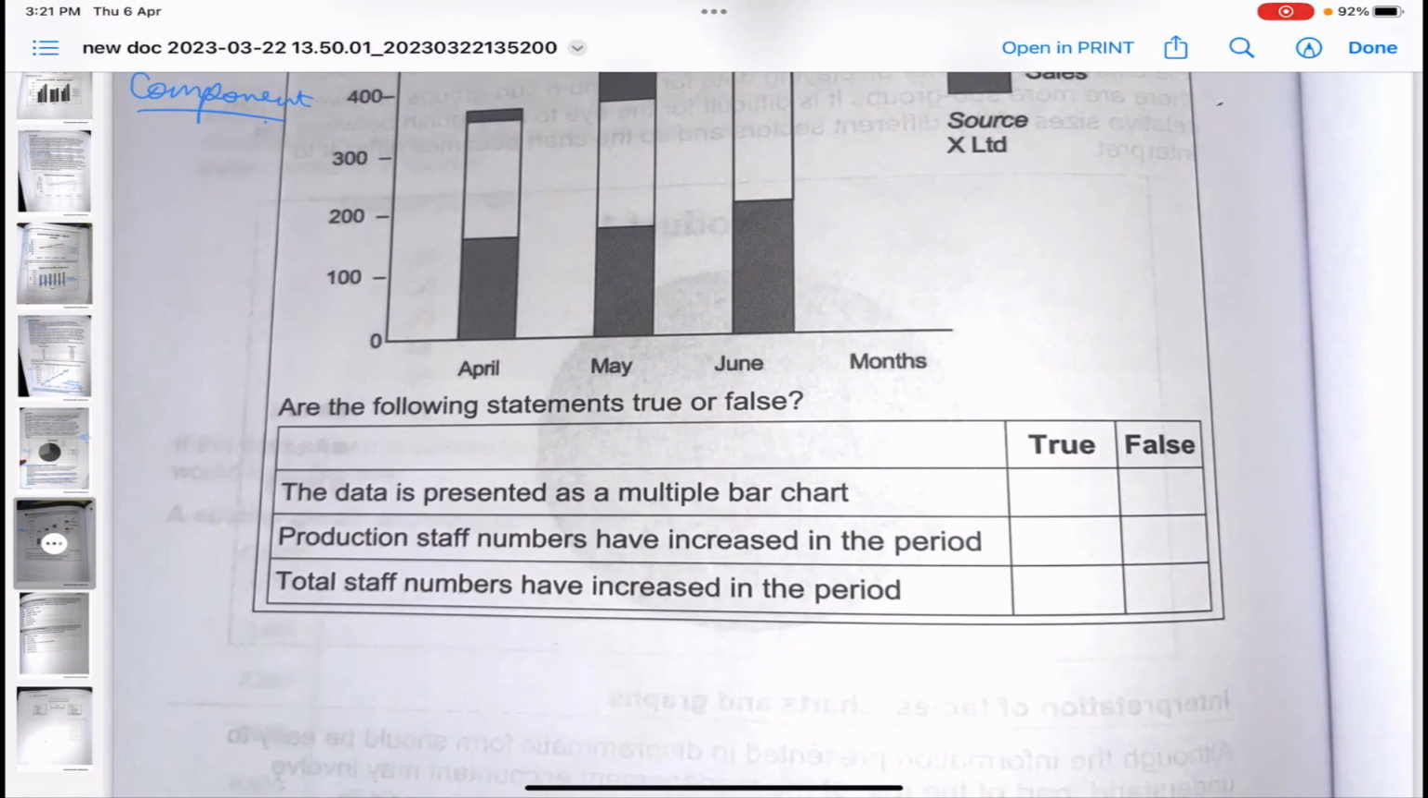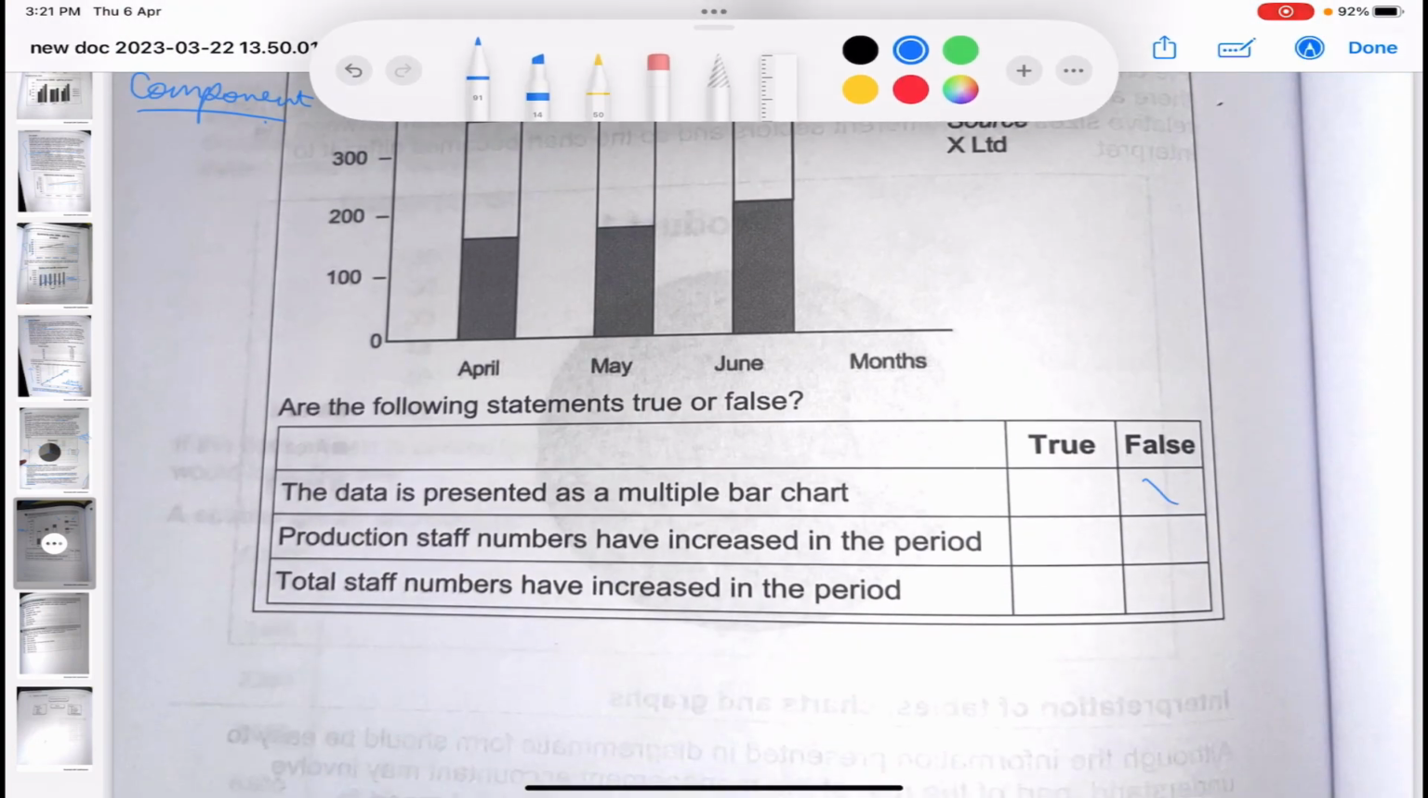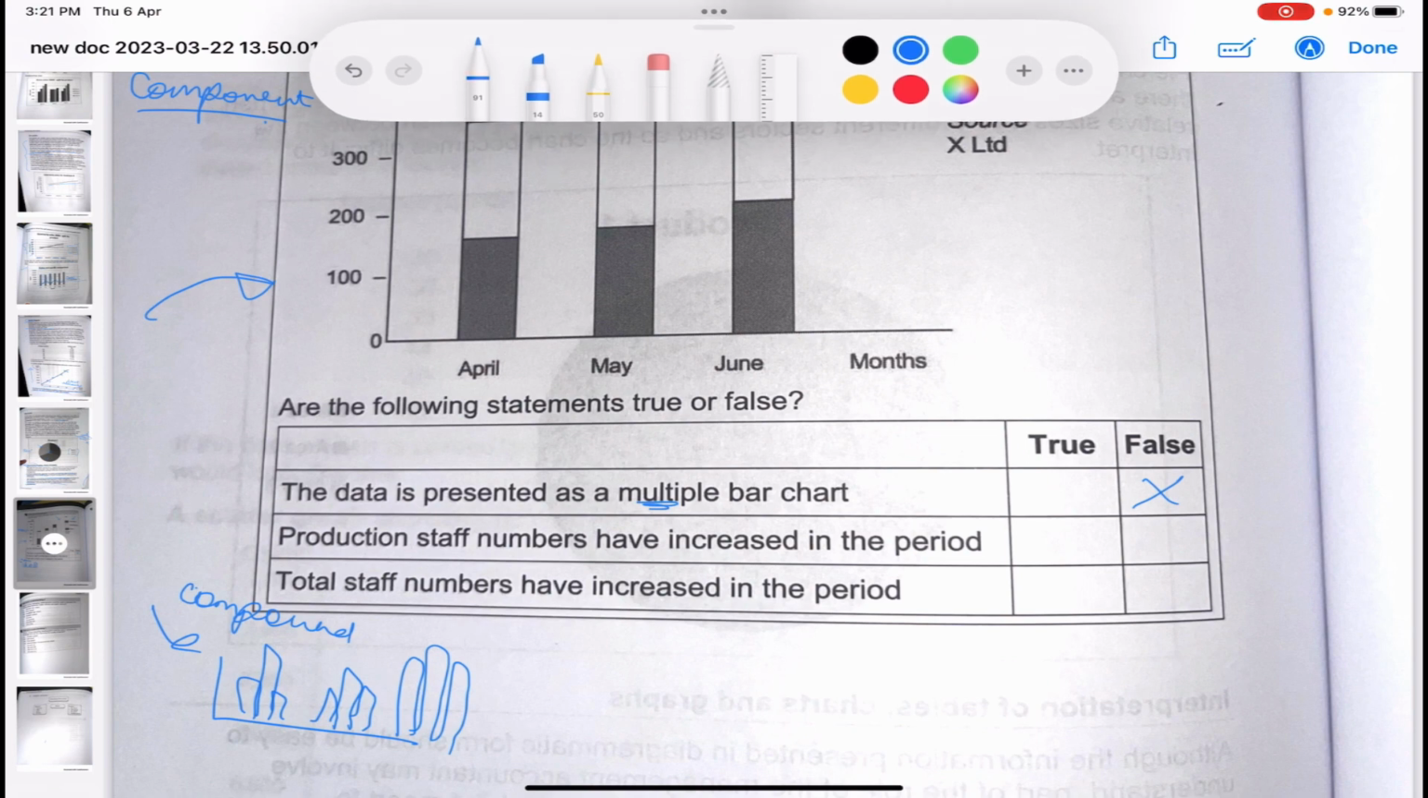The data is presented as a multiple bar chart. This is false. This is not a multiple bar chart. You remember multiple bar charts were like this. This is how a multiple bar chart looked. This is a compound multiple bar chart, whereas this is a component chart. So this is false.